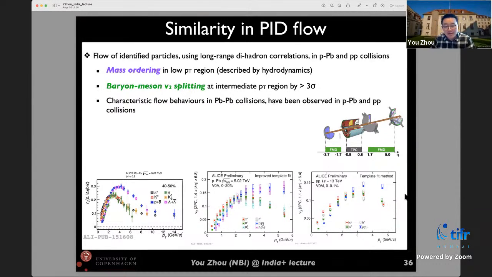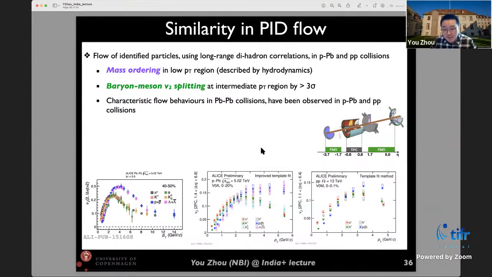So there's a clear similarity between the results in heavy ion collisions and also in small collision systems. If the mass dependence at low pT and baryon-meson grouping at intermediate pT can be taken as evidence of partonic activity, what is the indication we have here based on the similarity between pp, p-Pb, and Pb-Pb?